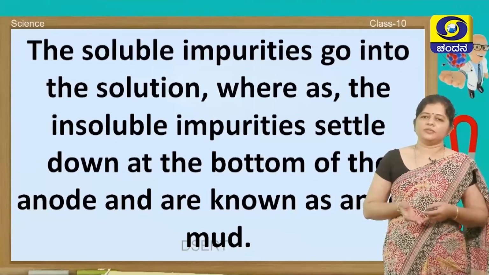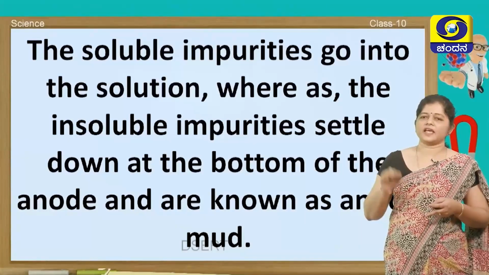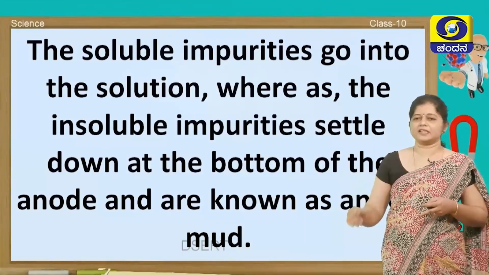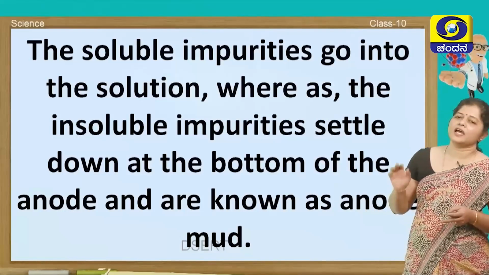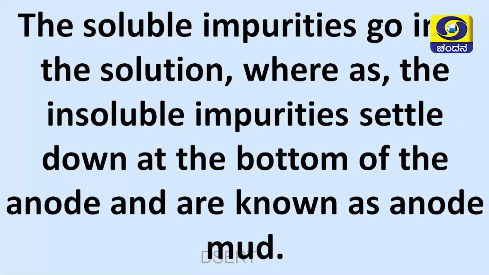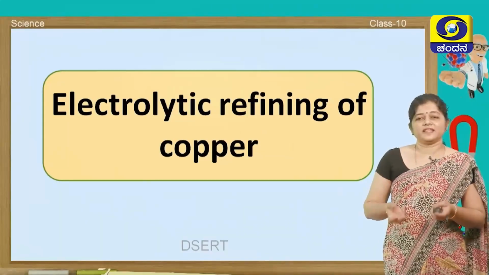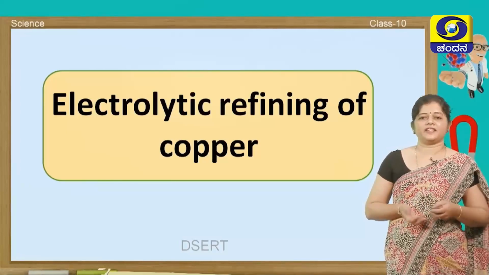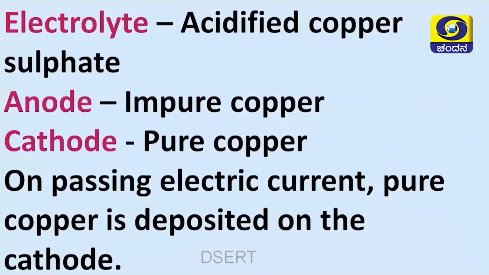Now, the soluble impurities go into the solution, whereas the insoluble impurities settle down at the bottom of the anode, and they are known as anode mud, and they can be easily removed from that solution. Now, let us see how electrolytic refining of copper is performed. This process involves the electrolyte being acidified copper sulfate, and the anode is the impure copper, the cathode is the pure copper. On passing electric current, pure copper is deposited on the cathode.